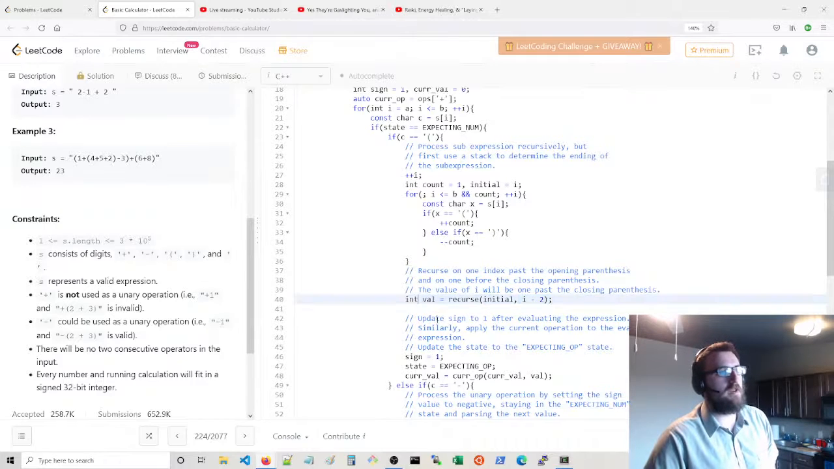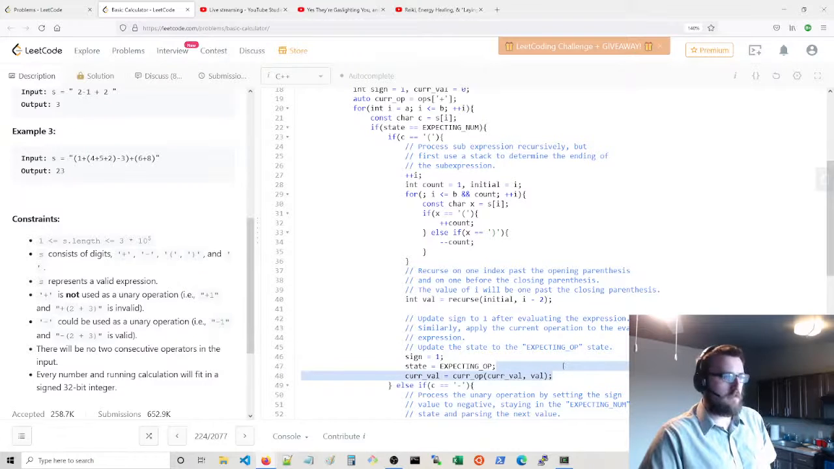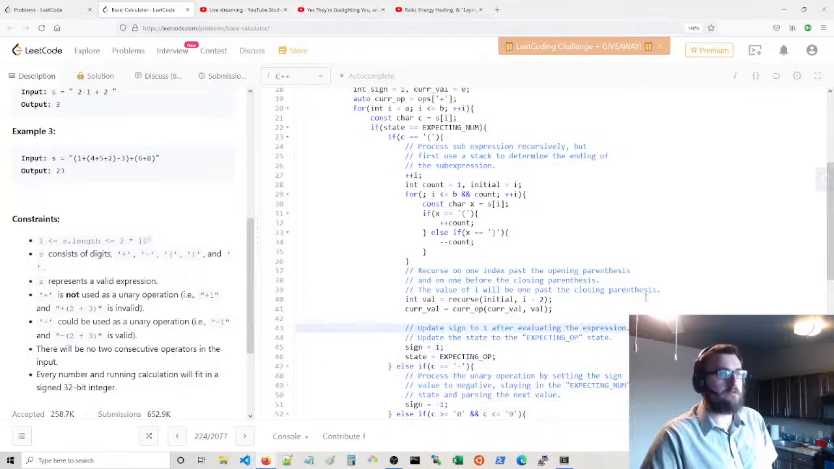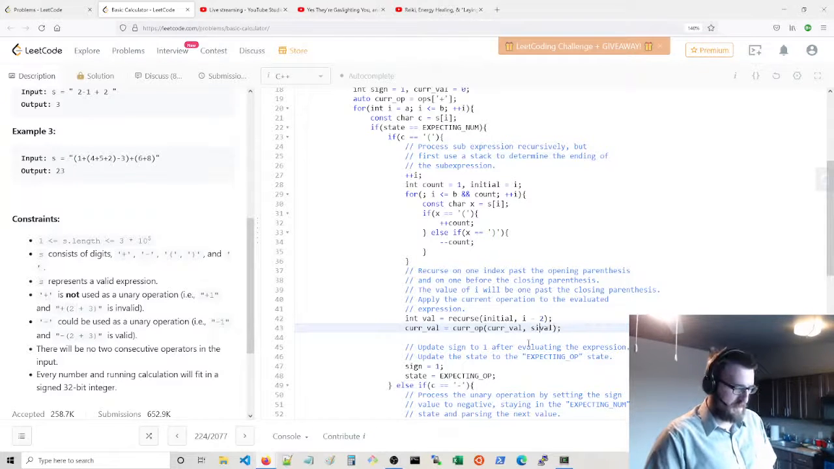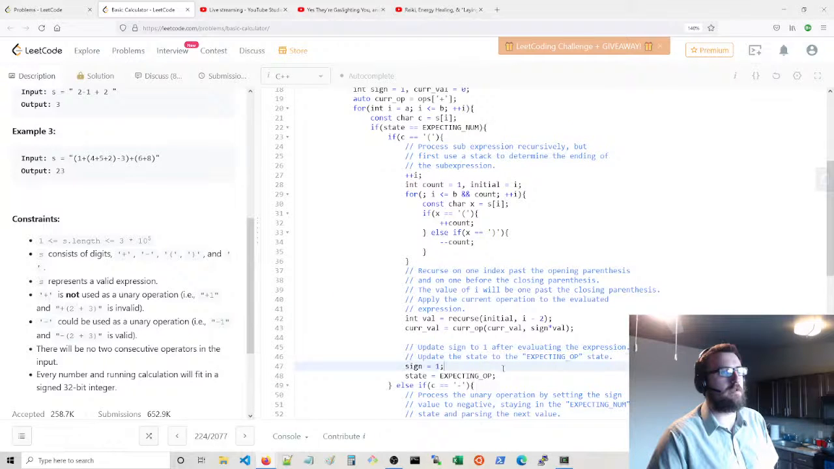So now we recurse, and now we have our val. Now we could update our sign, and we could set the current operation to the evaluated expression. So we get this evaluated expression. Current val is now the current operation of the current value and value. And this is sign times that value, by the way, which is normally 1. Then update sign to 1 after valuing the expression, and update the state to the expecting op state.